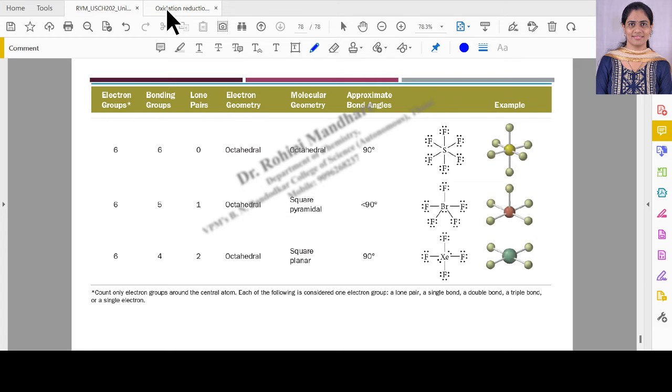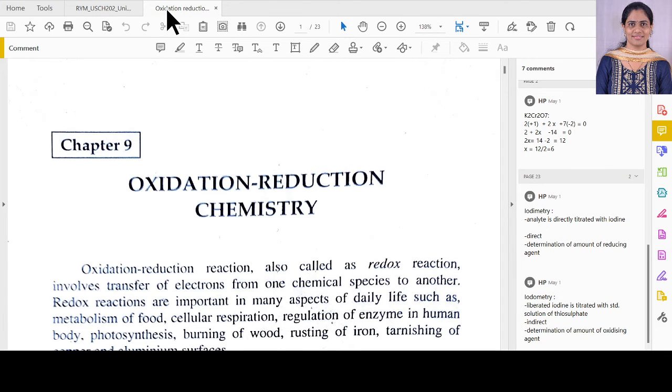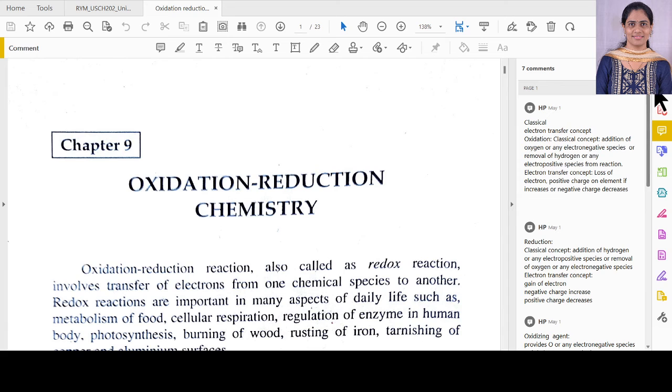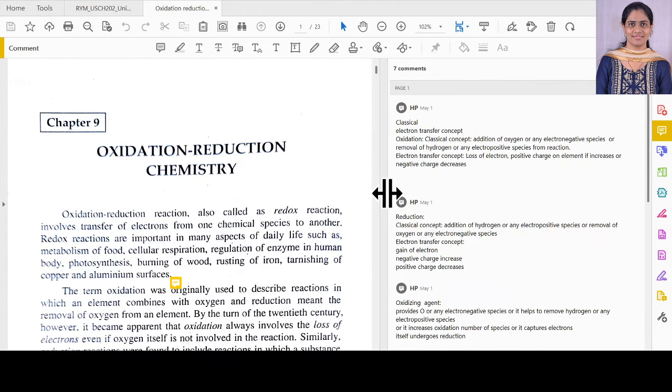Now we will quickly revise the oxidation and reduction process. Okay, so in oxidation and reduction, remember all the definitions of oxidation and reduction with respect to the different phenomena, different concepts we have seen, right? So in the classical concept and the electron transfer concept, we have seen different definitions of oxidation and reduction.